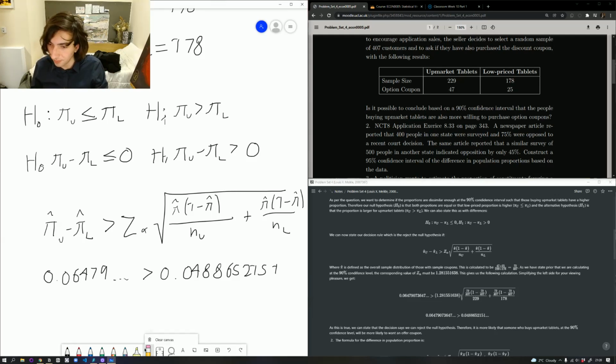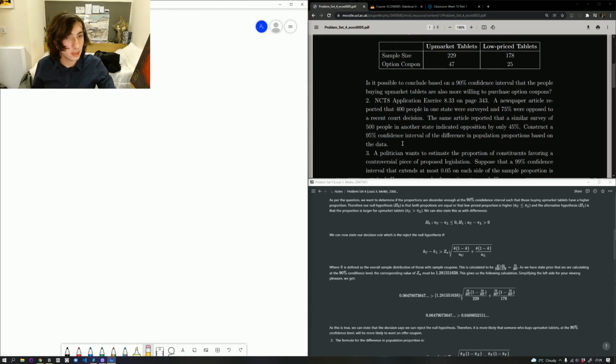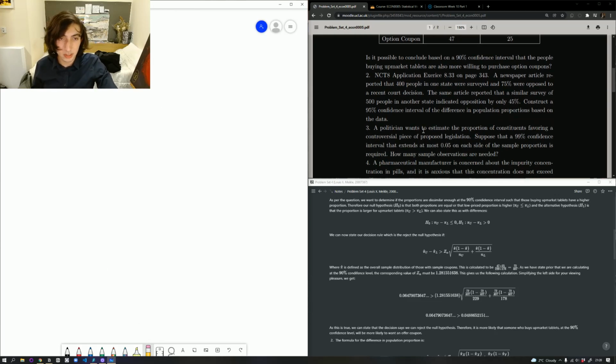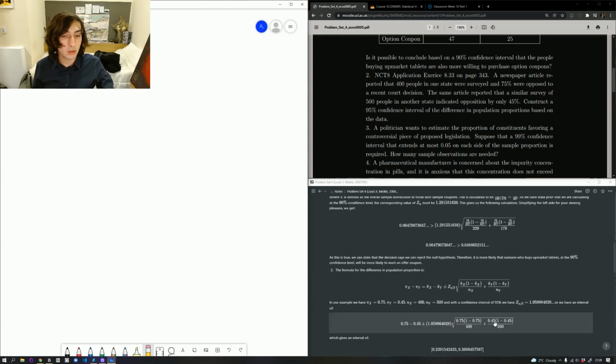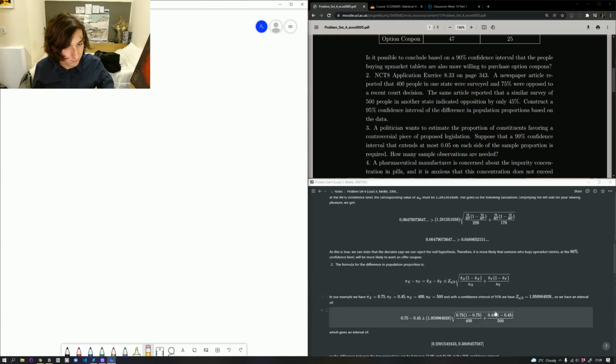Okay, number 2. A newspaper article reported that 400 people in one state were surveyed, and 75% were opposed to a recent court decision. The same article reported that a similar survey of 500 people indicated only 45%. Construct a 95% confidence interval. There's a formula for this, as a matter of fact.